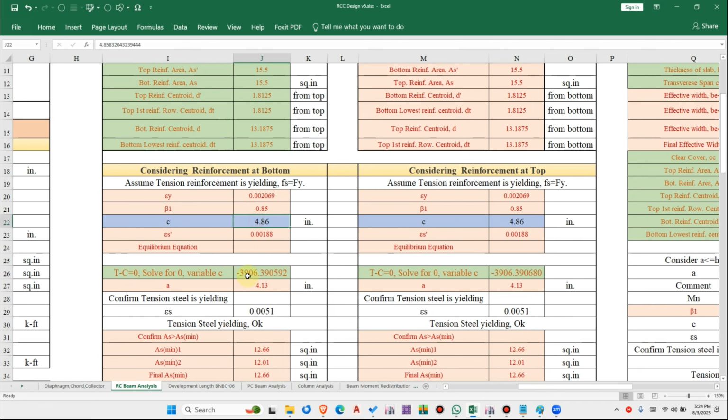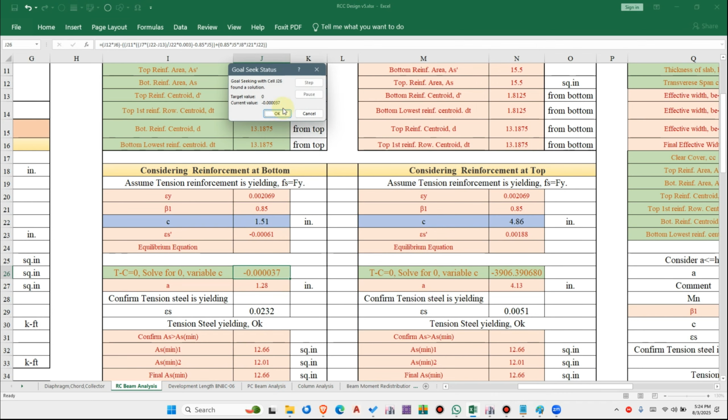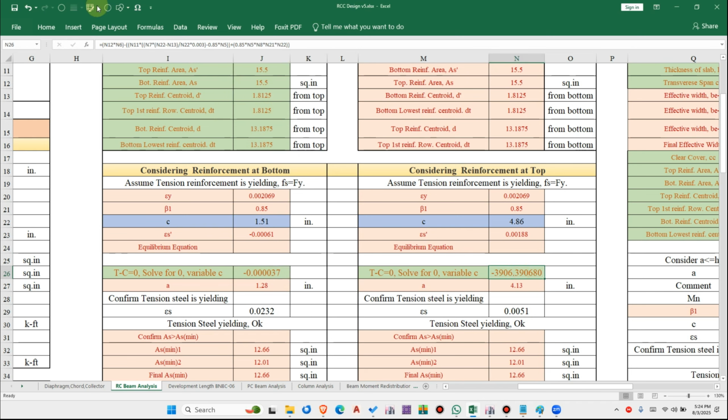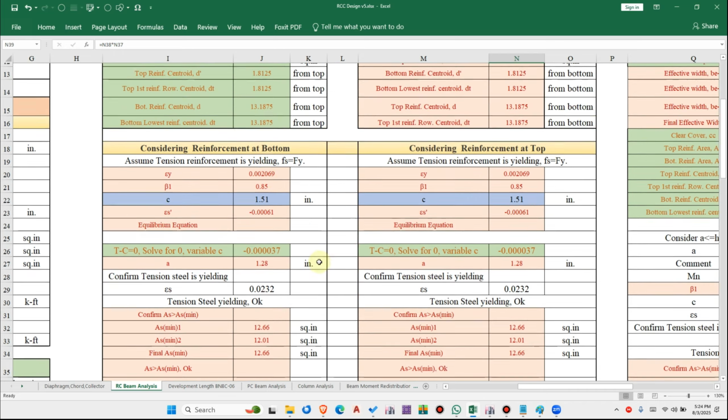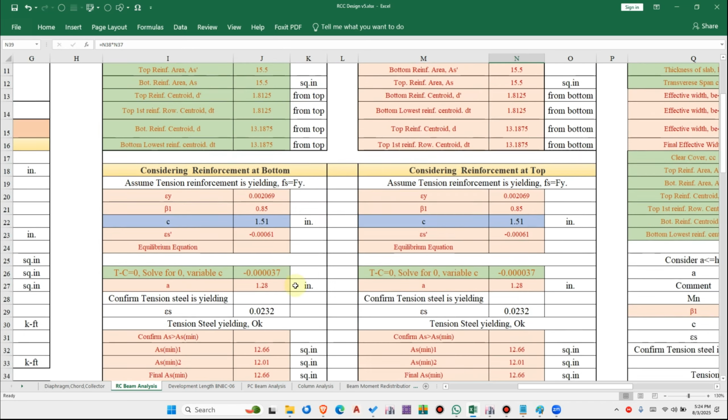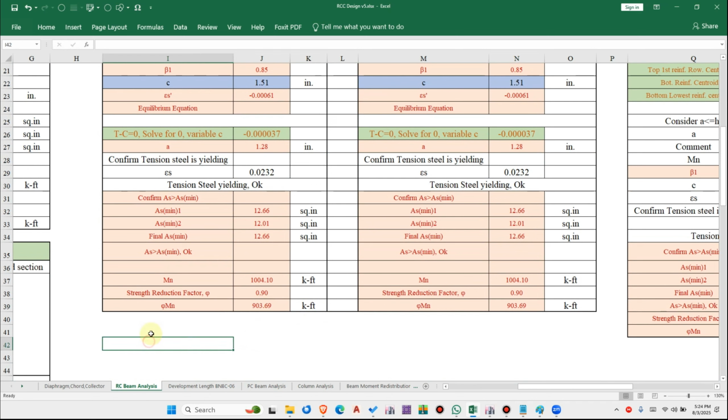So what is the bending capacity? We have to solve the equation here. The value is 0, and for C we will be solving the equation. It will be T minus C equals 0. Both these equations are the same actually. Since reinforcement is the same, the bending capacity will also be the same. So how much bending capacity do we have here? From the beam analysis we get the bending capacity as 903 kip-ft.